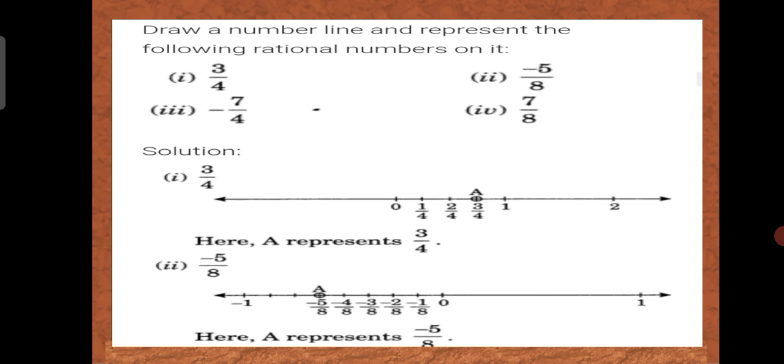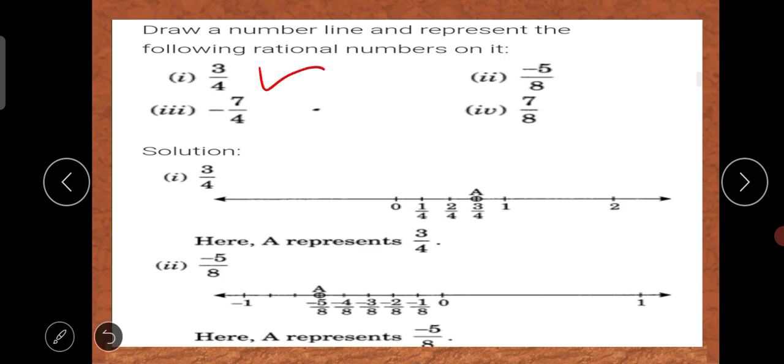So here the rational numbers given are 3 upon 4, minus 5 upon 8, minus 7 upon 4 and 7 upon 8. First we have to draw the number line. While drawing the number line, just see whether the number is positive or negative. In the first, 3 upon 4 is positive. So write 0 and on the right side 1, 2 and 3. First see the denominator. What is given here? 4. That means from 0 to 1 the total parts are 4.